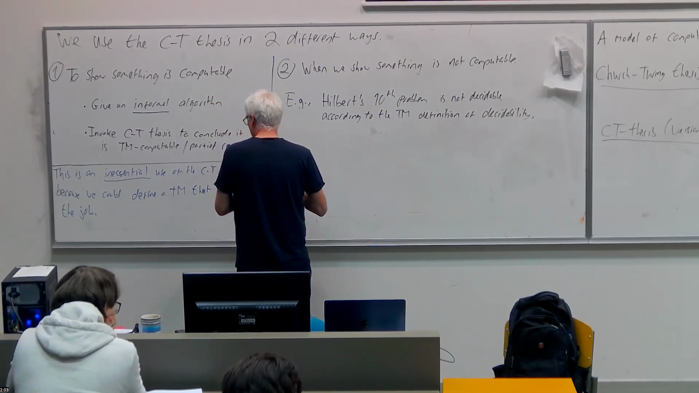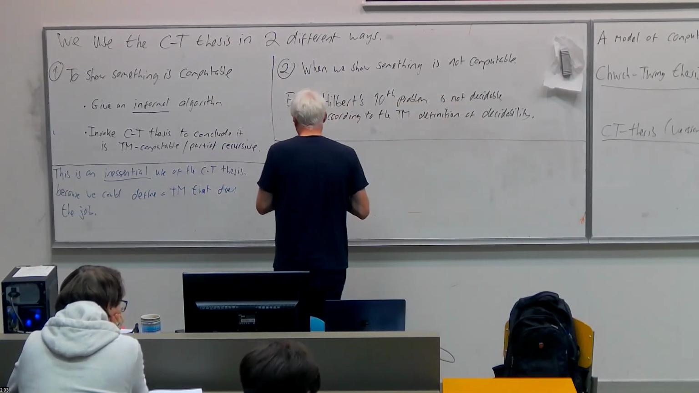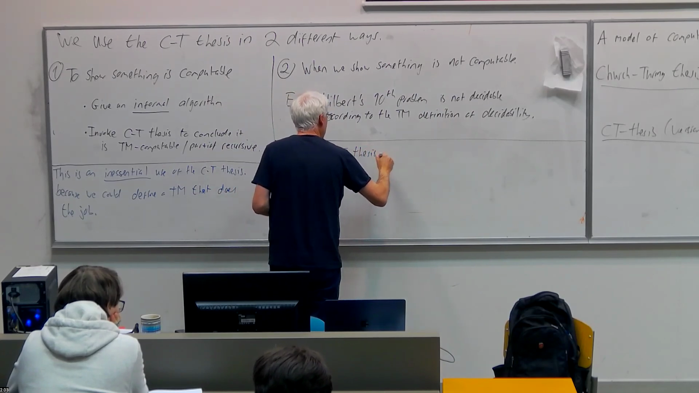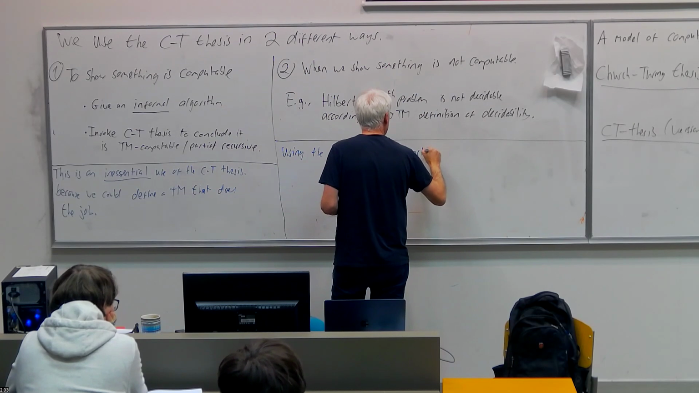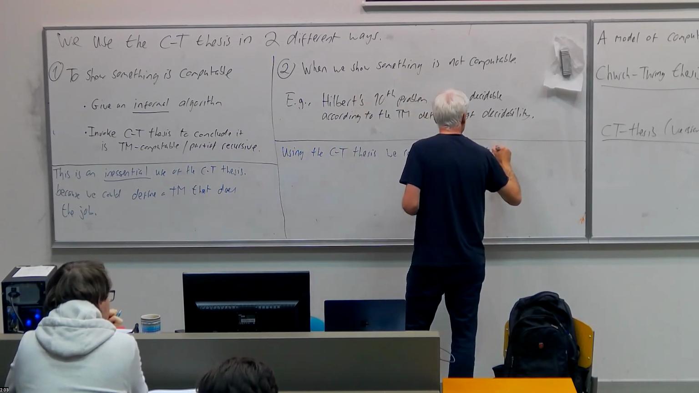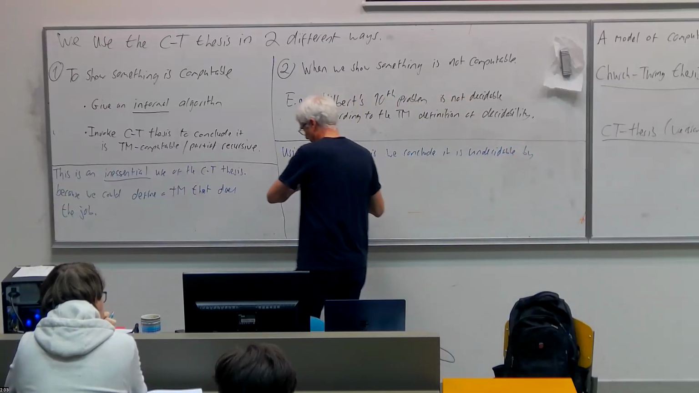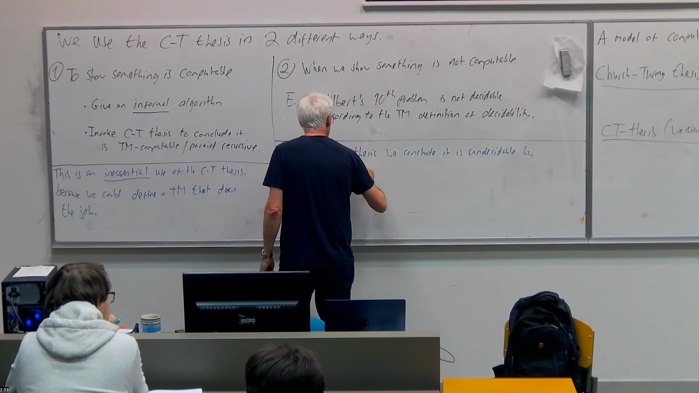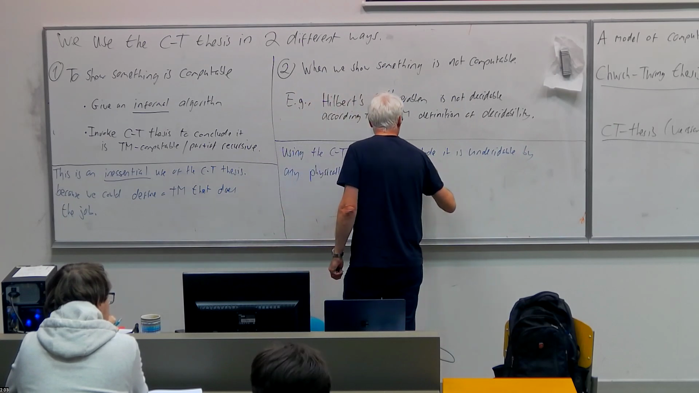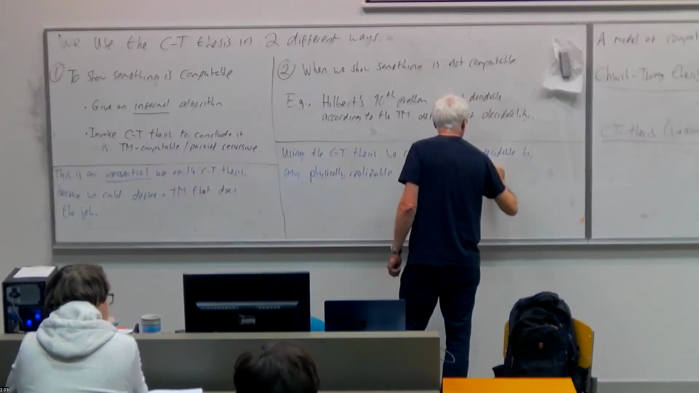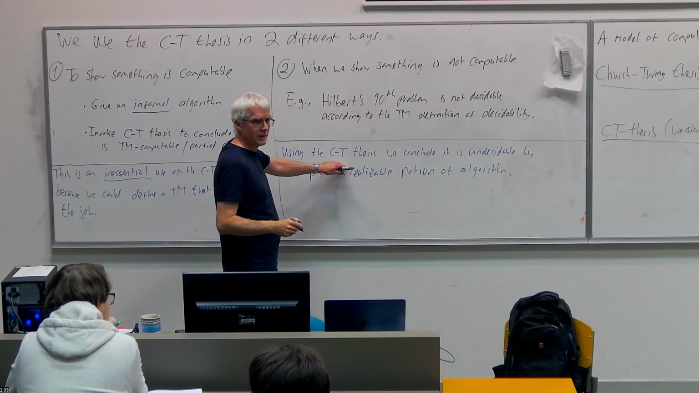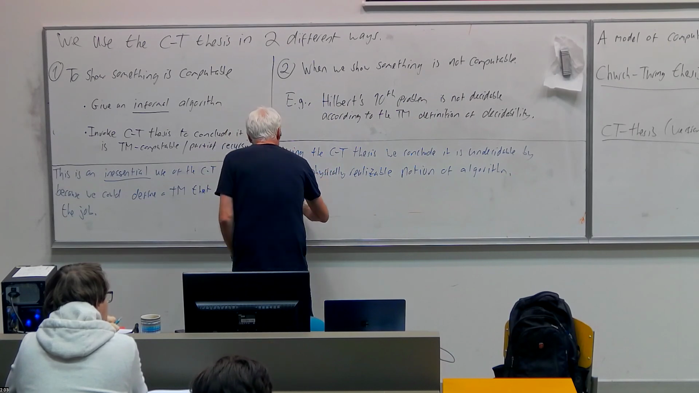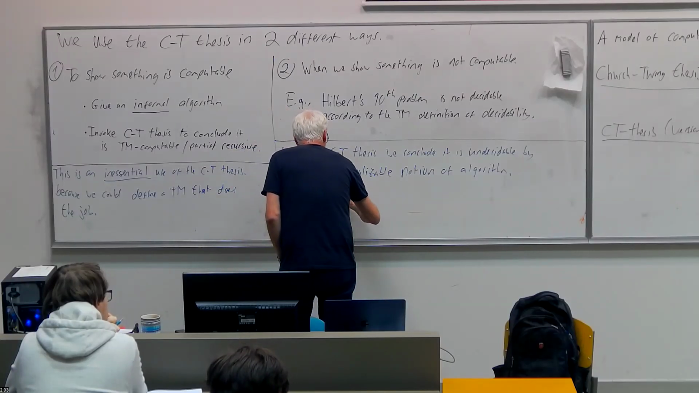So using the CT thesis, we conclude it is undecidable by any physically realizable notion of algorithm. And I would say this is an essential use of the Church-Turing thesis because we only get this conclusion by virtue of accepting the Church-Turing thesis. So this is essential.